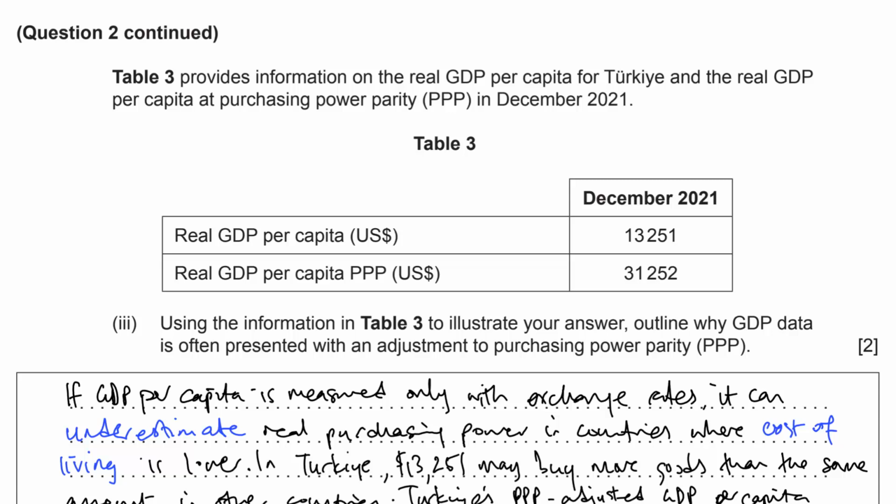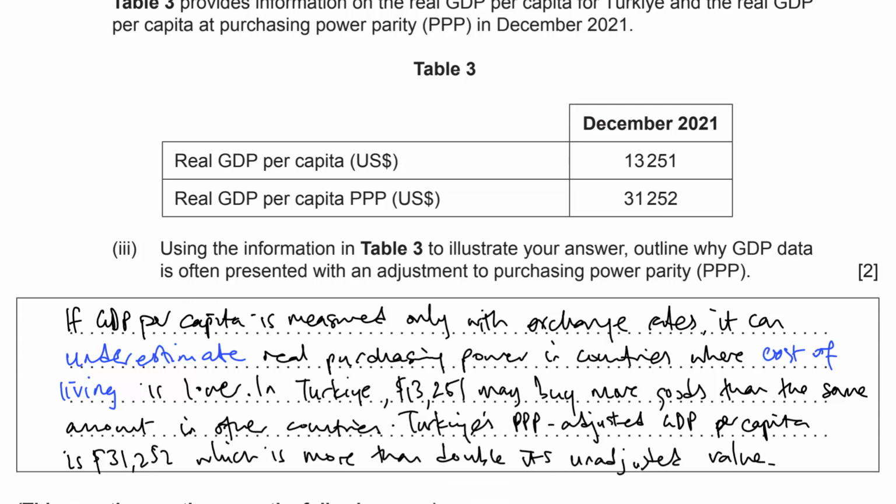more goods and services than $1 in, let's say, the USA, then we have to adjust for that difference in relative purchasing power. Okay, so $1 in Turkey is worth more, quote unquote, than $1 in potentially other parts of the world. So we have to adjust for that difference in purchasing power, and hence that's the reason why we have the PPP adjustment. Okay, so how do you explain that?